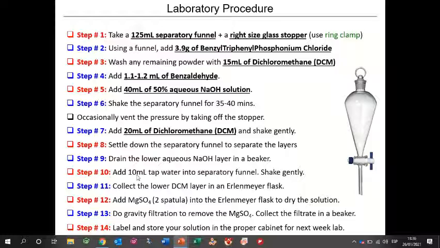Then add 10 milliliters of tap water into the separatory funnel and shake gently. Collect the lower DCM layer in an Erlenmeyer flask. Add magnesium sulfate, around 2 spatulas, into the flask to dry the DCM solution. Then do gravity filtration to remove the magnesium sulfate. Collect this filtrate in a beaker. And finally, label and store your solution in a proper cabinet for next week's lab. You already have your product.